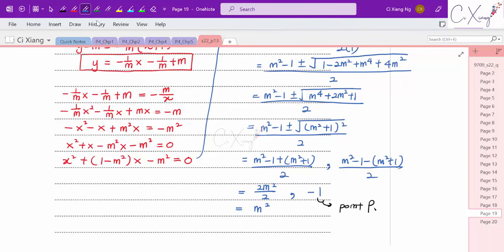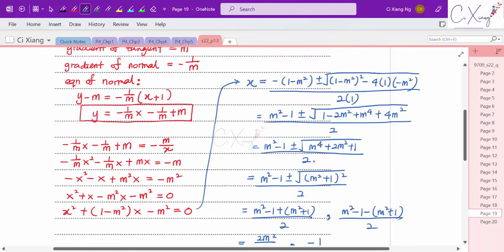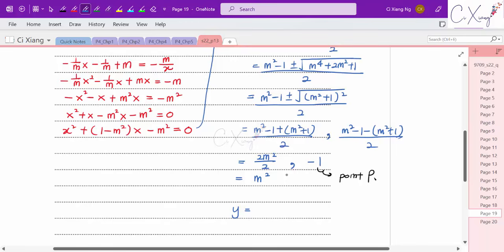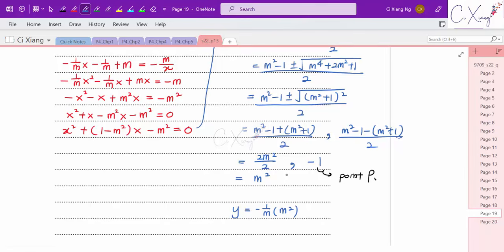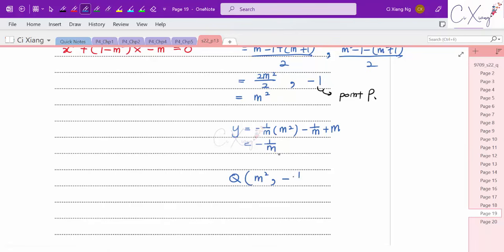Okay, so after you have the x-coordinate for point Q, substitute it into your normal equation. And your normal equation is this one. Okay, substitute inside. I have negative 1 over m squared for the x. Okay, then minus 1 over m plus m. If you simplify this, I will have negative 1 over m. And this is the y coordinate for Q. So from here, we have Q (m squared, negative 1 over m). Okay, so basically this is how we get the answer for 11 part B.